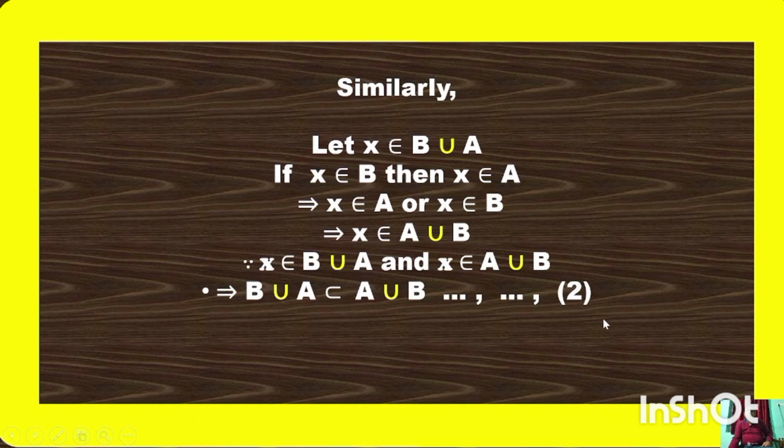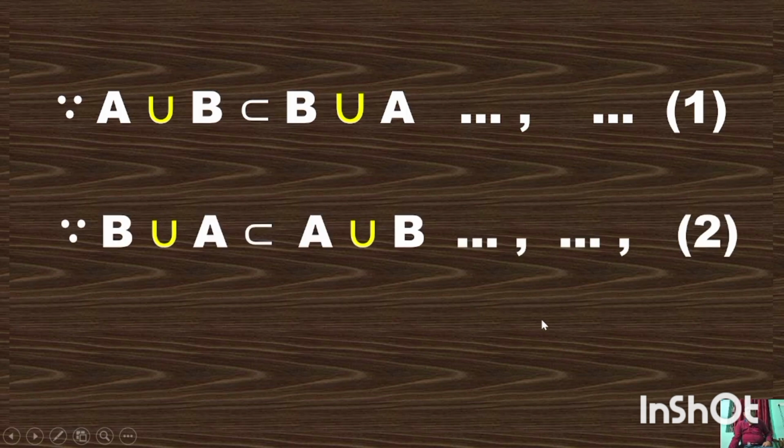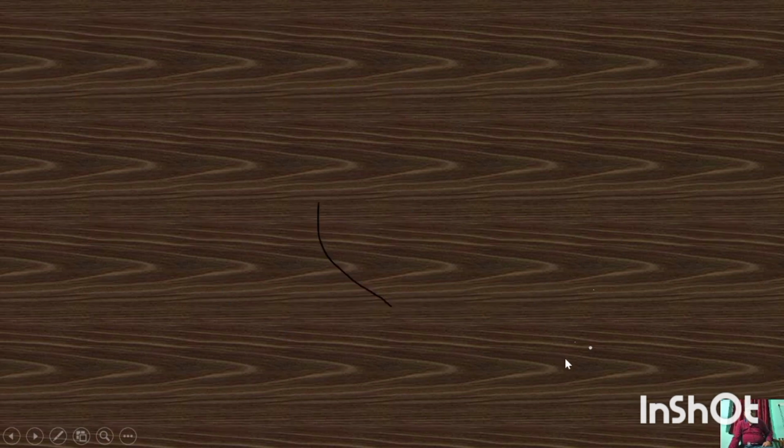Understand? Okay. So from both cases, we clearly see that A union B is a subset of B union A, from point 1. Again, B union A is a subset of A union B, point 2. So from both cases, it is clearly understood that A union B is equal to B union A. It means using the property method, it is also proved that set union obeys the commutative law.